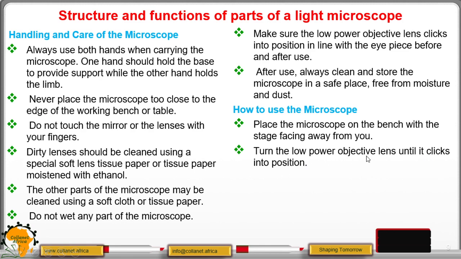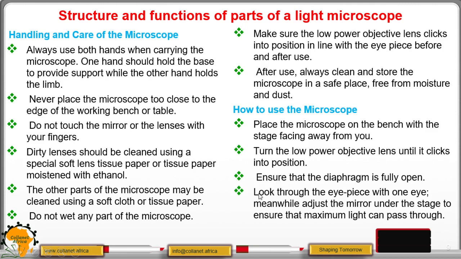And what will help you do this? It is the revolving nose piece. Ensure that the diaphragm is fully open so that light can pass to the stage. Look through the eyepiece with one eye. Meanwhile, adjust the mirror under the stage to ensure that maximum light passes through.